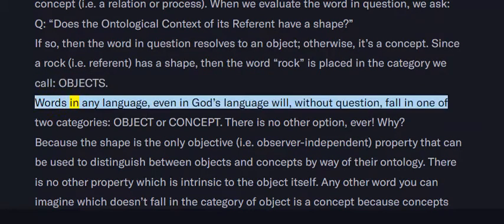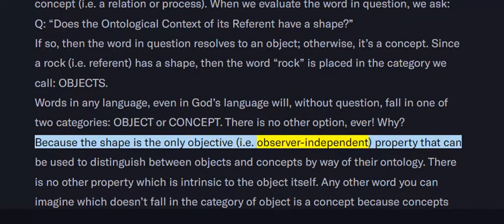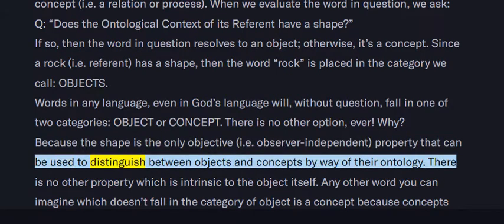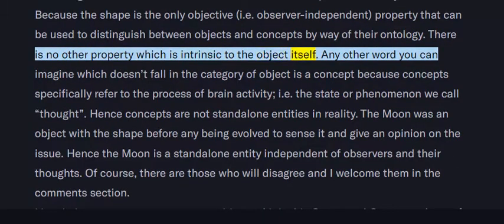Words in any language, even in God's language will, without question, fall in one of two categories, object or concept. There is no other option, ever. Why? Because the shape is the only objective, i.e. observer-independent, property that can be used to distinguish between objects and concepts by way of their ontology. There is no other property which is intrinsic to the object itself.